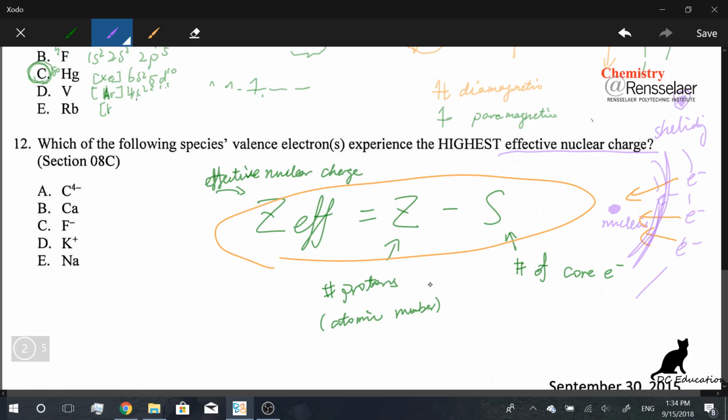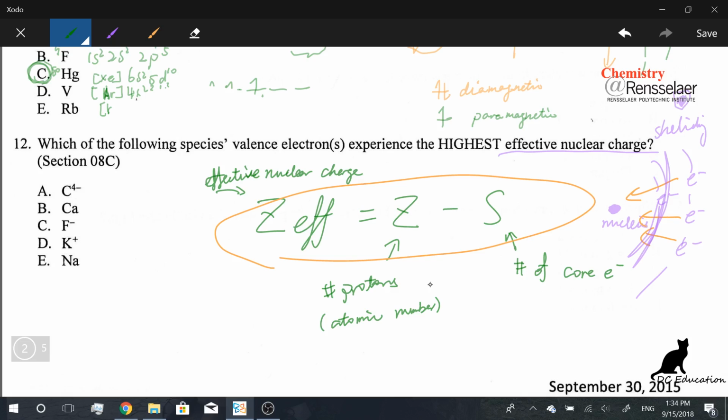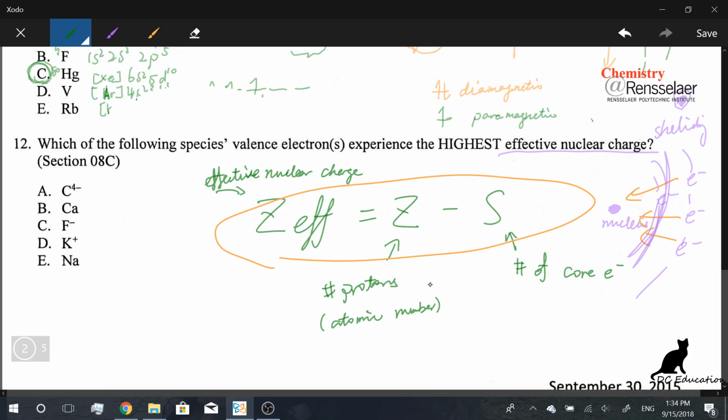So for this particular question, let's take a look at all the choices. For choice A, it's the atomic number of carbon, which means the number of protons of carbon is, I believe, 6, minus the number of core electrons, which is 2, and that gives us 4.